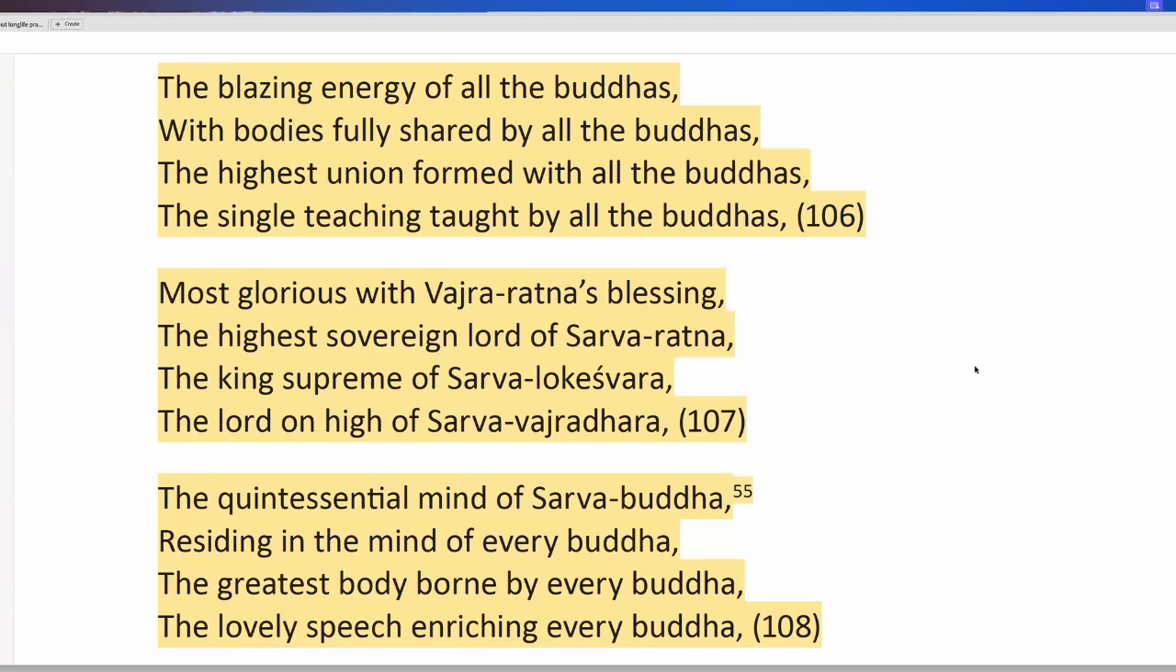The blazing energy of all the Buddhas, with bodies fully shared by all the Buddhas, the highest union formed with all the Buddhas, the single teaching taught by all the Buddhas, most glorious with Vajraratna's blessing, the highest sovereign lord of Sarvaratna, the king supreme of Sarvalokeshvara, the lord on high of Sarva Vajradhara, the quintessential mind of Sarva Buddha, residing in the mind of every Buddha, the greatest body born by every Buddha, the lovely speech enriching every Buddha.